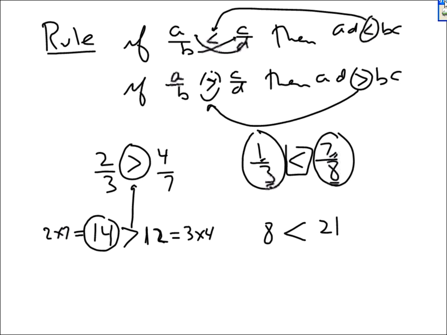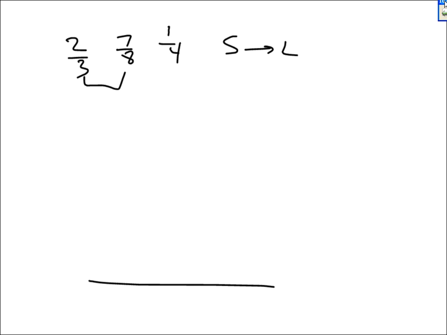So let's do one where I give you 3 numbers, and I want to know which one is, I want it to go from smallest to largest. And we can do the cross multiplication way. We have 2/3, 7 over 8, and 1/4. And you want to go smaller to larger. Well, let's compare these two. And here is going to be a number line. Let's compare those two. What symbol goes in between here?